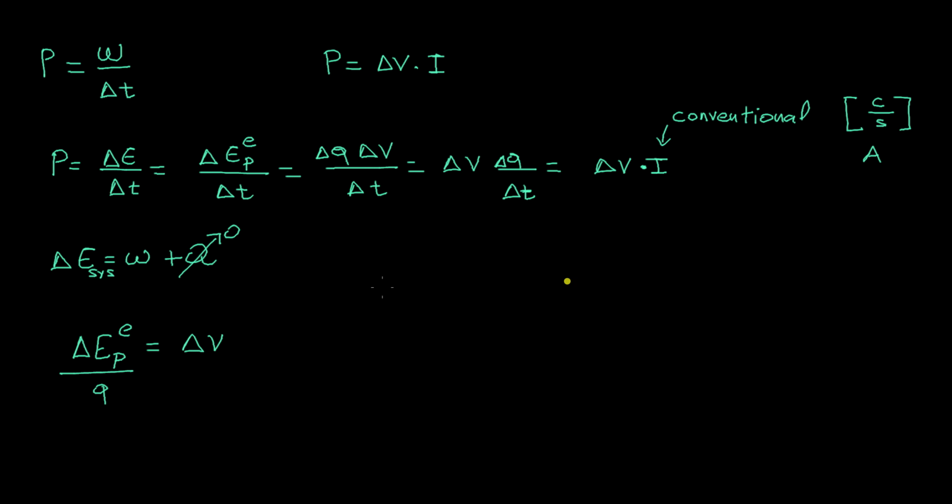If you have an ohmic material, then you can say delta V equals IR for that ohmic object. And of course, then the power can be calculated as I squared times R. But I do want you to remember that not all materials are ohmic.